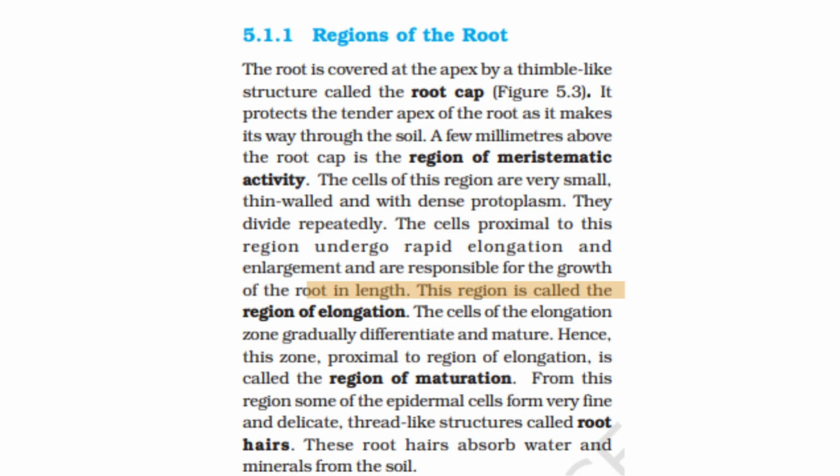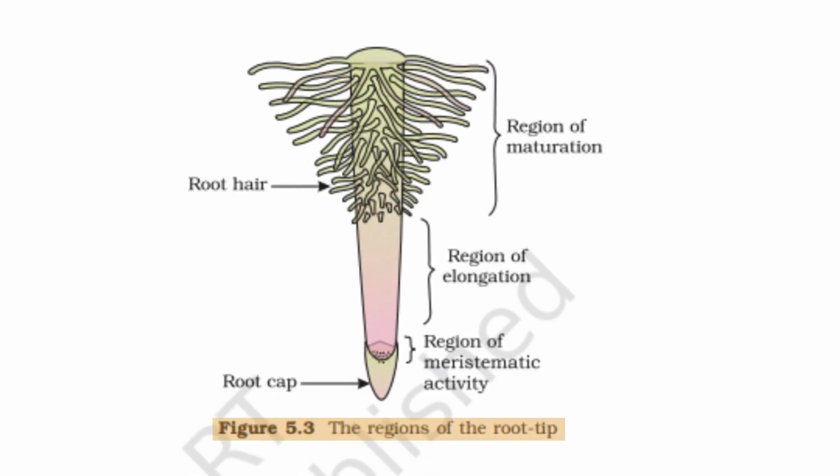This region is called the region of elongation. The cells of the elongation zone gradually differentiate and mature. Hence, this zone proximal to the region of elongation is called the region of maturation. From this region, some of the epidermal cells form very fine and delicate thread-like structures called root hairs. These root hairs absorb water and minerals from the soil. Figure 5.3. The regions of the root tip.